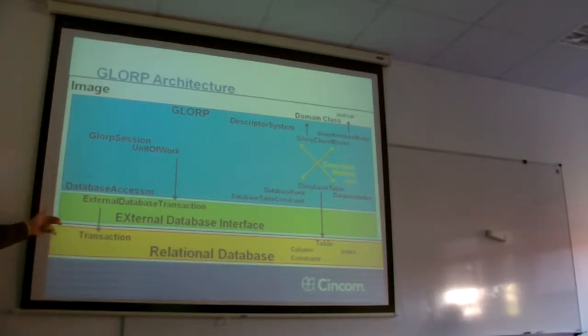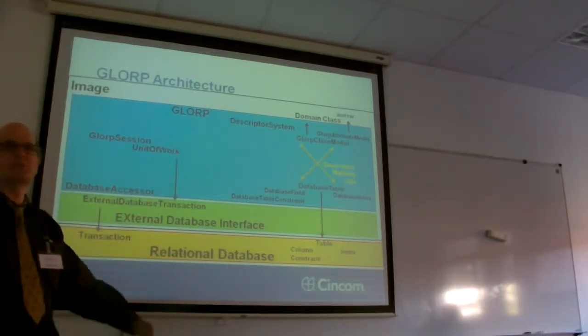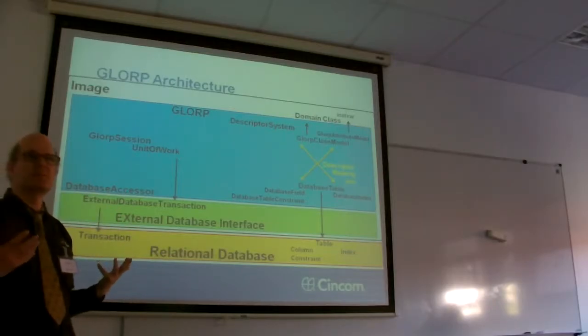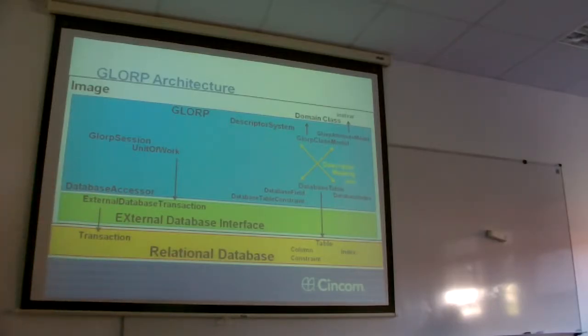In your image, you already have some kind of external database interface. Your Smalltalk image knows how to talk to this database and probably knows how to talk to several databases. So that's already there. So along comes GLORP. At the top of your image, you have domain classes. You've got your ordinary Smalltalk classes that are powering your application. In between sits GLORP, and it's got various things to do.